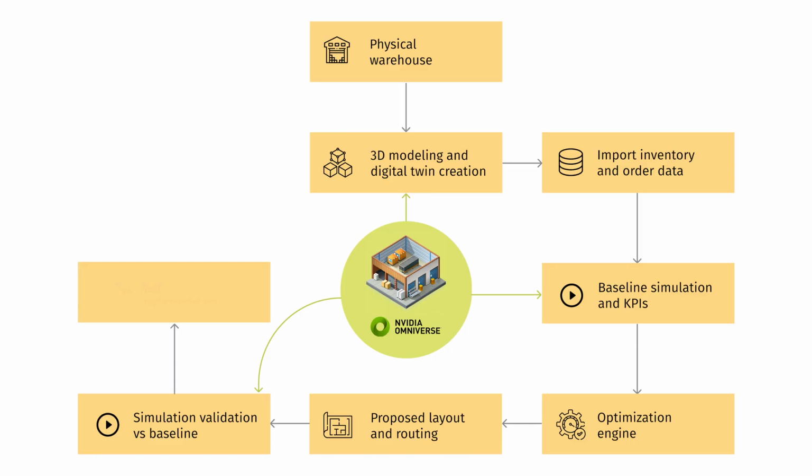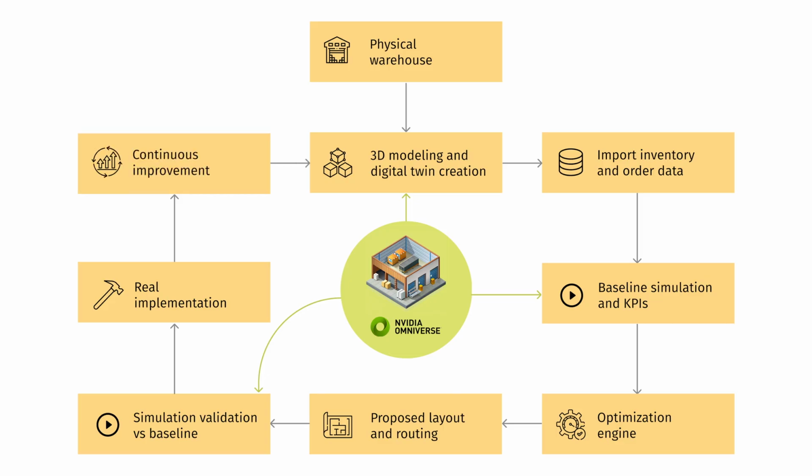After validating reduced travel times and increased throughput in the digital twin, implement these precise changes in your physical warehouse. This eliminates guesswork, delivers immediate operational improvements, and ensures your facility adapts seamlessly to fluctuating demand cycles.